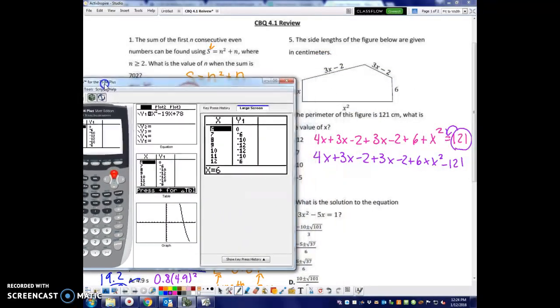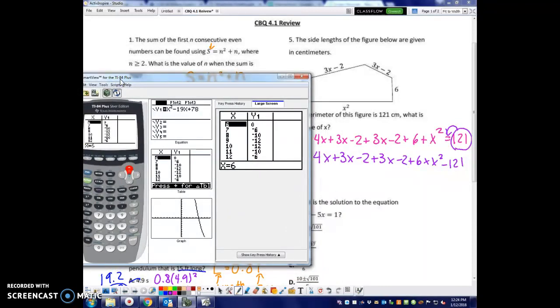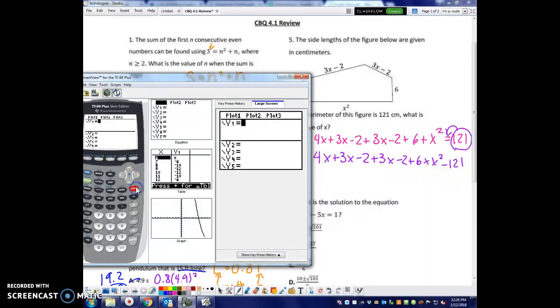Into y equals, okay? 4x plus 3x minus 2 plus 3x minus 2 plus 6 plus x squared minus 121. And graph it.